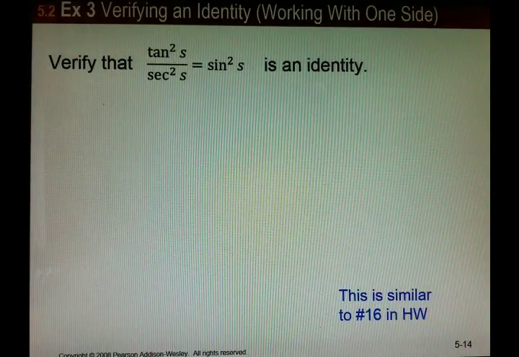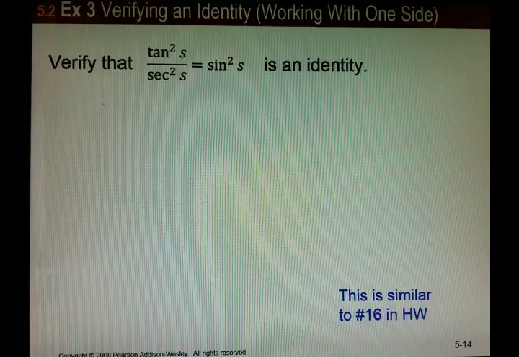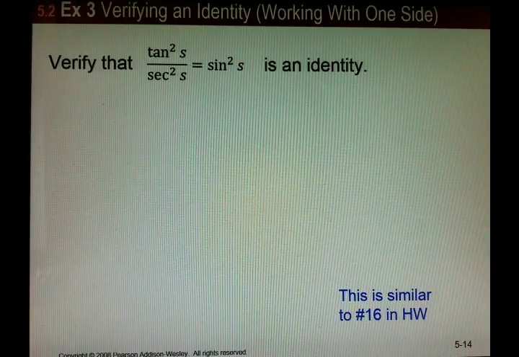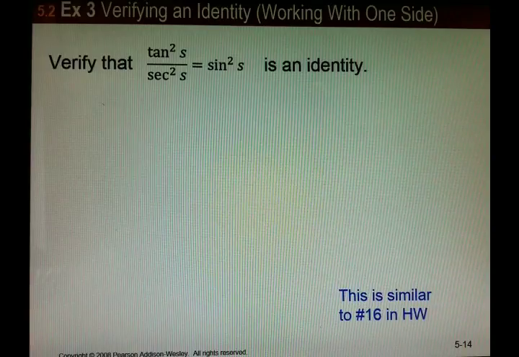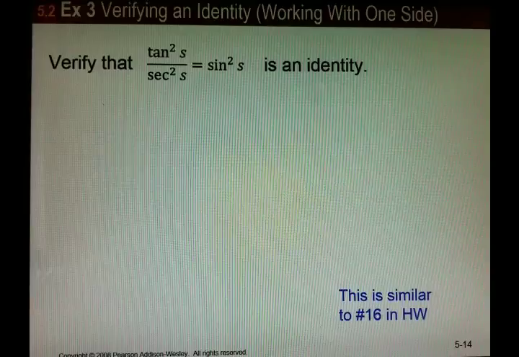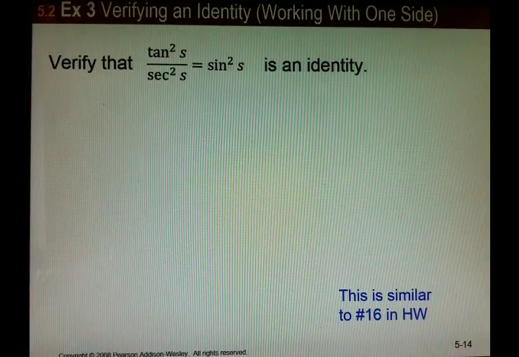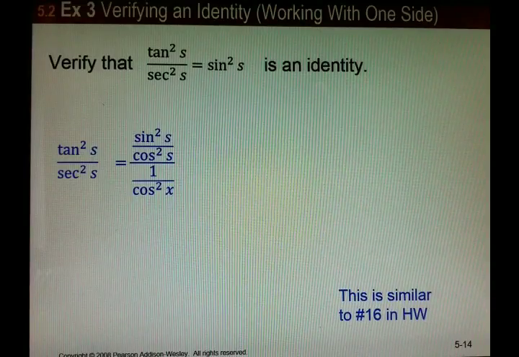Okay, this question is similar to question number 16 in your homework. You might end up at the end of this example pausing your notes. Go ahead and open up 16 on lesson 5.2 and follow along with it. All right, we're going to verify tangent squared over secant squared of s equals the sine squared of s. So first off, we're going to start with that left side.